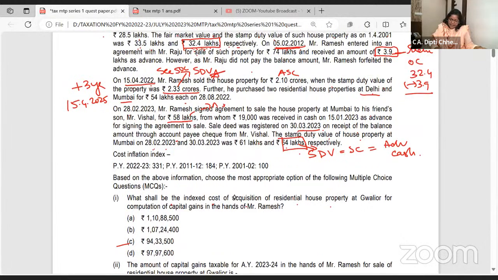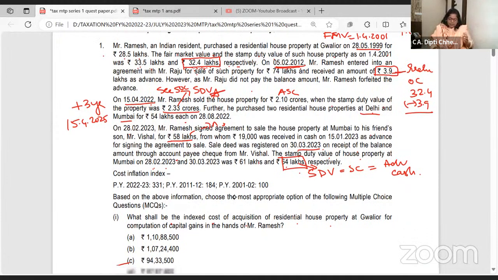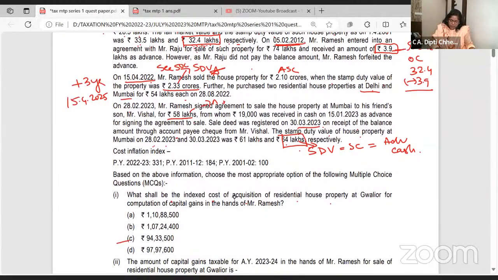Look, the indexed cost of acquisition of the Gwalior house: cost is 28.5 original in the 1990s. So we took FMV or stamp duty value, whichever applies. So we will take the cost as 32.4. And in 2012, the advance token money was forfeited. So reduce it from the cost.